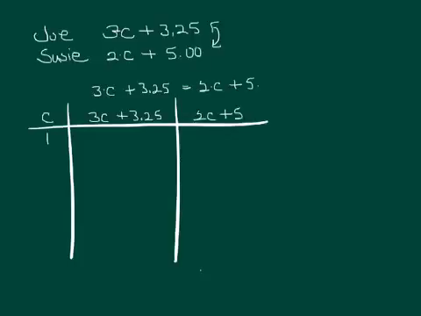All right, so when I plug in 1 into the C, 3 times 1 is 3. 3 plus 3.25 is 6.25. That one's easy to do in your head. Over here, when I fill in 1 for C, 2 times 1 is 2. 2 plus 5 is 7.